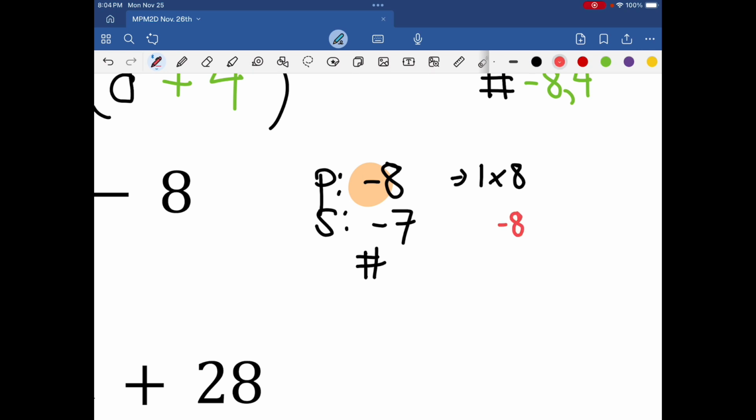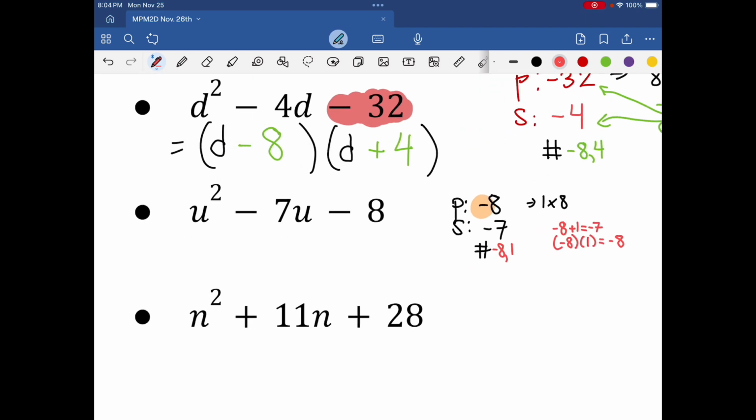Let me just verify. Negative 8 plus 1 gives me negative 7. And negative 8 times 1 gives me negative 8. Okay, so I think we're good. I think we found our numbers. The letter I have is U. U goes in one bracket, U goes in the other. Minus 8, plus 1. Done.